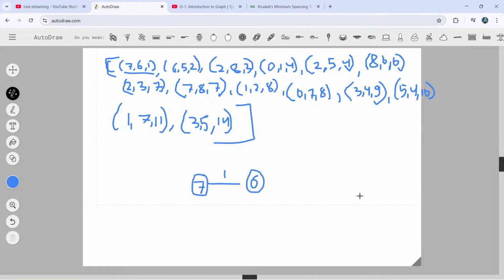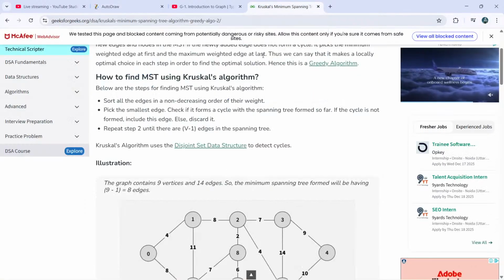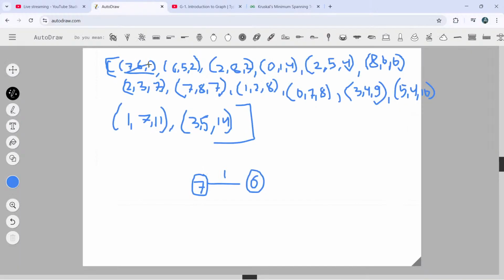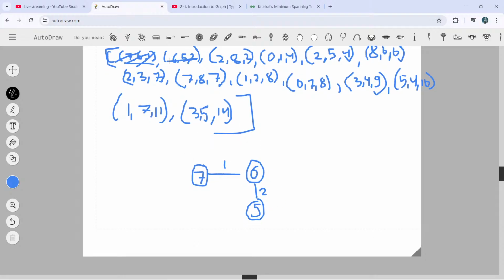It doesn't form any cycle, right? A cycle would be, for example, if 6 is connected to 5 and 5 is connected to 7, so it will form a cycle. We don't want a cycle in the spanning tree. Repeat the same step. Next is 6, 5, 2. So 6, 5 and the weight is 2. It doesn't form a cycle.